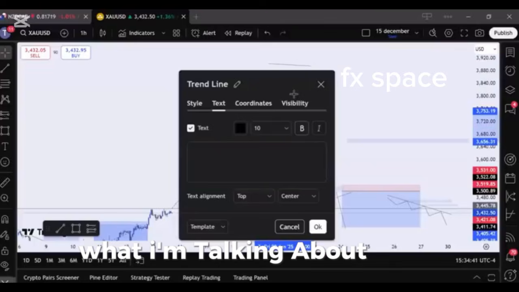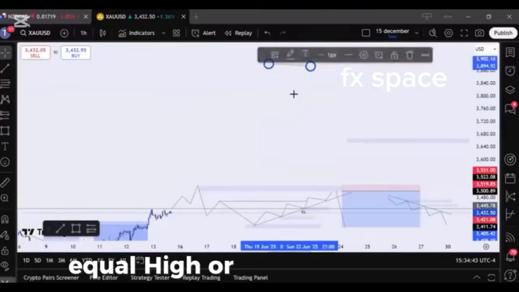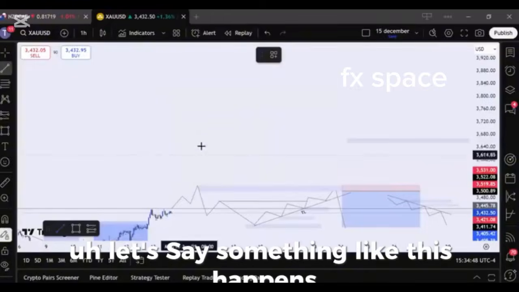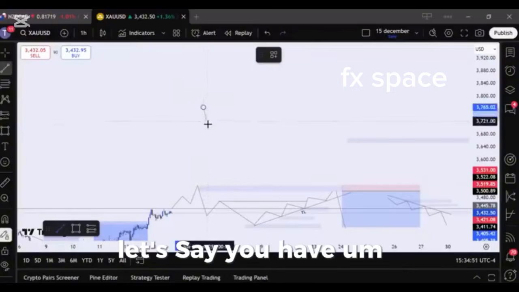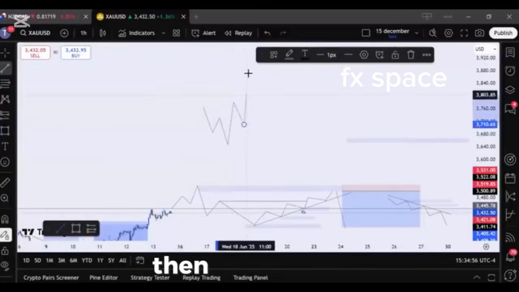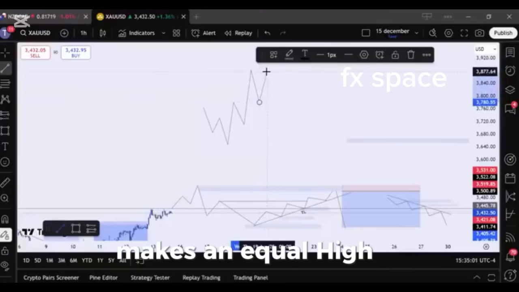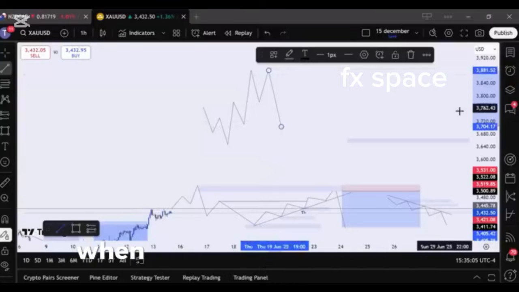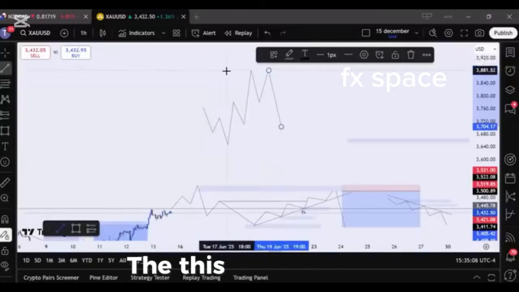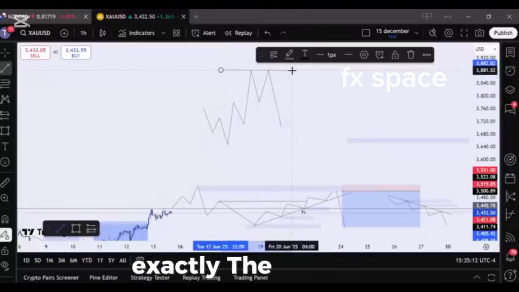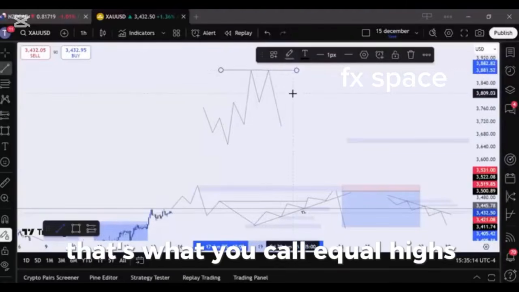But this time around, I'm talking about when price makes a relative equal high or relative equal low, something like this. Let's say you have a downtrend, market does a structure shift, inducement, then goes up here, comes down, and then makes an equal high or something like that. Then starts pushing down. This is what an equal high is. When market makes a relative equal high, this previous high is going to be equal to the last one. The two candles there will be on the same line, exactly the same line. That's what you call equal highs liquidity.